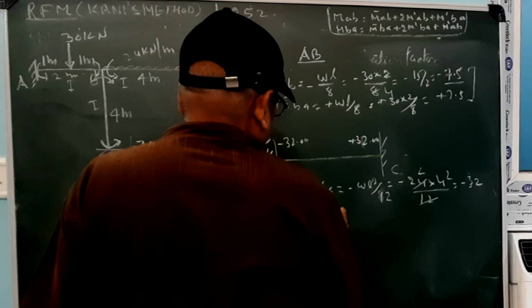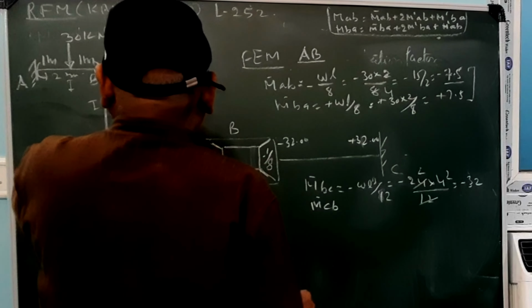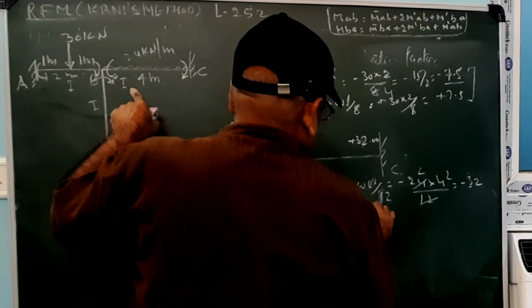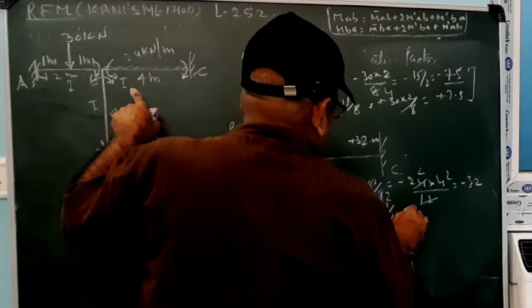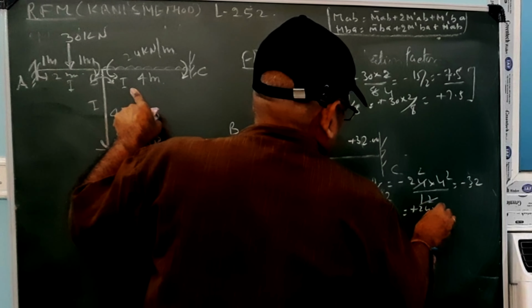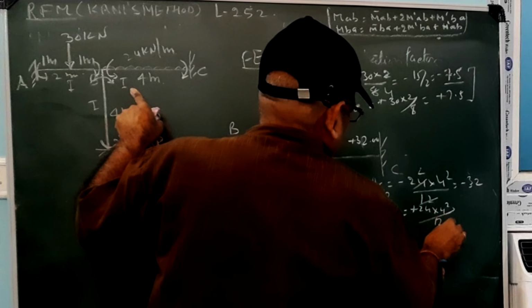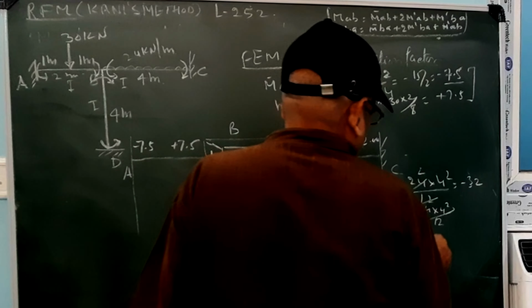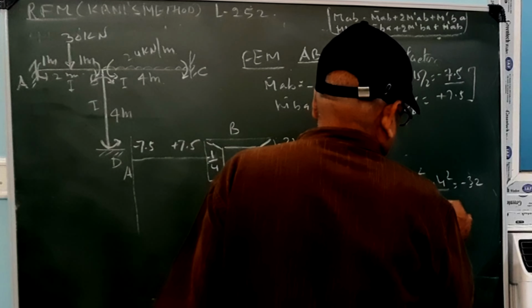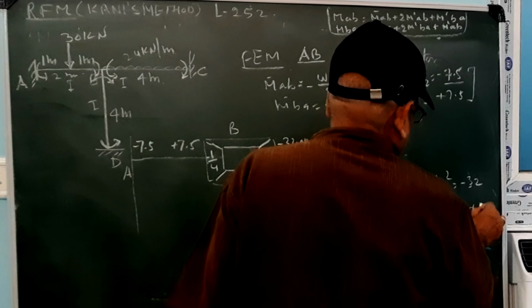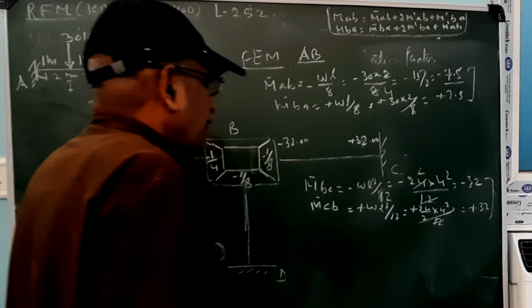M bar CB equals plus WL square by 12, that is plus 24 into 4 square upon 12. So 4 square is 16, into 2, this is plus 32. This is okay. This is 32.